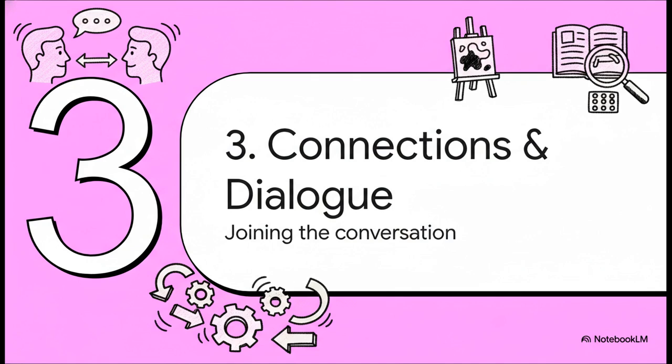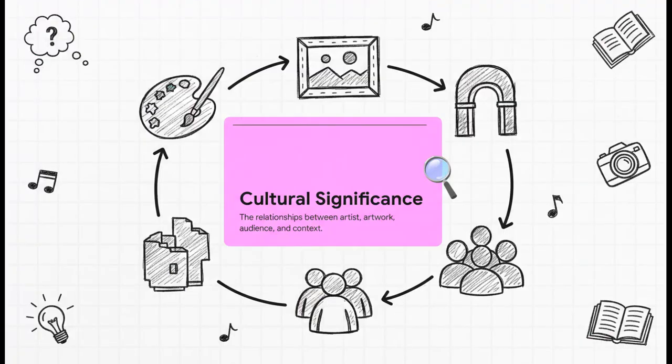You're going to look at other artists and use feedback to really sharpen your own vision. A huge concept here is cultural significance. It sounds kind of academic, I know, but it's actually simple. It's just about understanding all the connections between you, the art you make, the people who see it, and the world it exists in. That's where the magic, the real meaning happens.